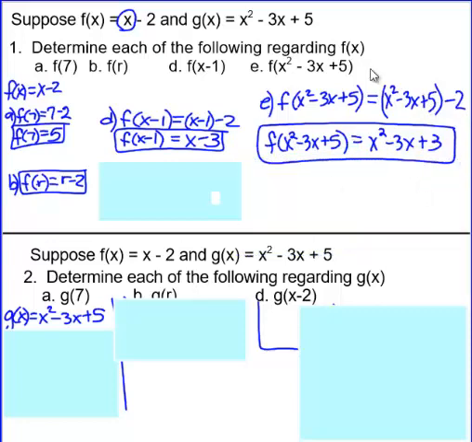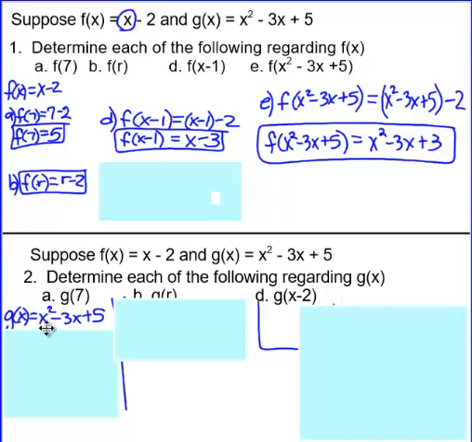Now, something else to note for this one is that x squared minus 3x plus 5 was the expression for g of x. Okay, so that's going to be important. That is an example of how the composition functions might look. Okay, so kind of keep that in mind, and we'll take a look at that again later.